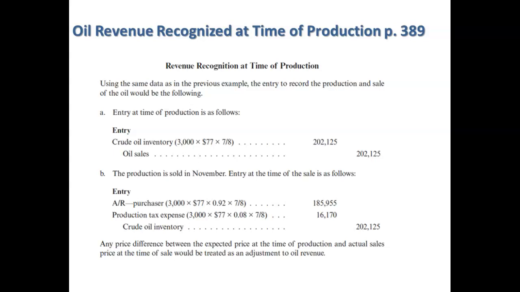When the production is later sold in November, the entry is going to be to set up the receivable from the purchaser, to record the production tax expense, and to remove it with a credit out of inventory. And this concludes Chapter 10.